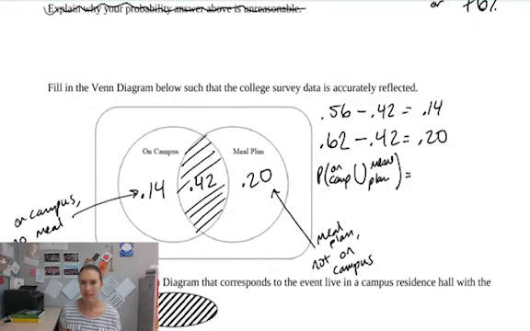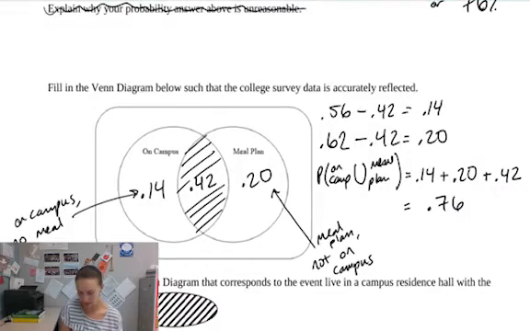If you make this diagram, you could also just add the pieces. So it could be 14% that live on campus without the meal plan, or 20% that have a meal plan but don't live on campus, or the people who have both. And if you add those together, you'll also get 76%. So this is the same as if I take 0.56 plus 0.62 and I subtract 0.42. It's not because we're not including the 42%. We just are only going to include it once, and we're not going to double count it.